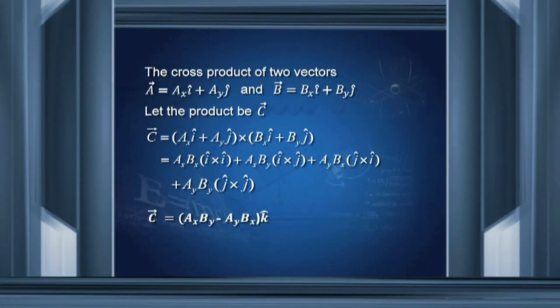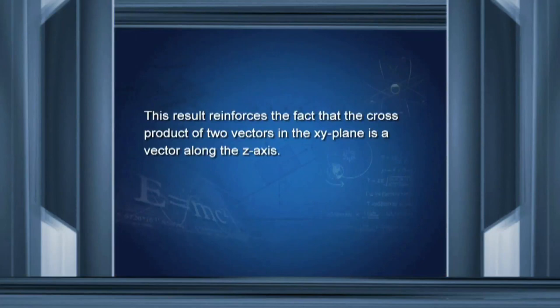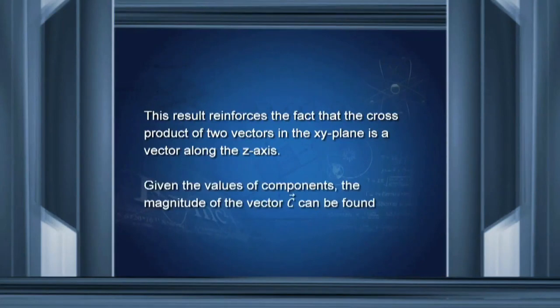Since this is going to be used by you very often, this is a very important concept. So, let me repeat this: the cross product of two vectors A, which is equal to a x i cap plus a y j cap, and B vector, which is equal to b x times i cap plus b y times j cap, their product is C, and if you use the rule of products between the unit vectors, you must get it along the k direction, because A and B are in the x y plane. Therefore, their product has to be in the direction of z, and given the value of the components, you can find the magnitude of C.